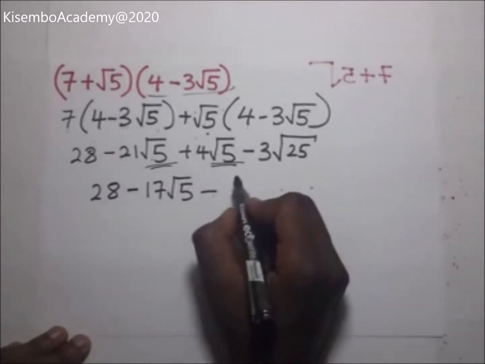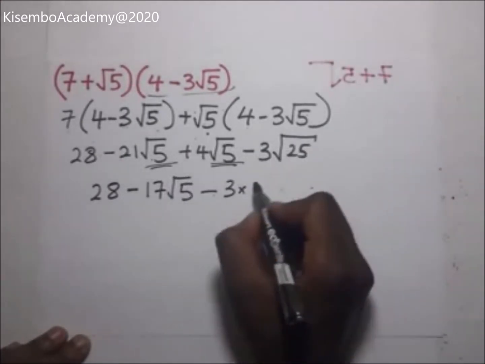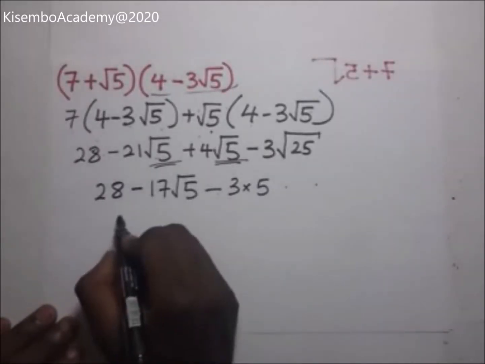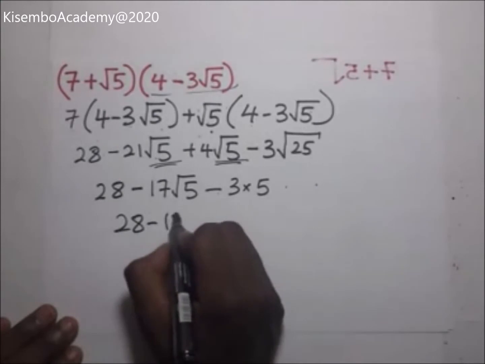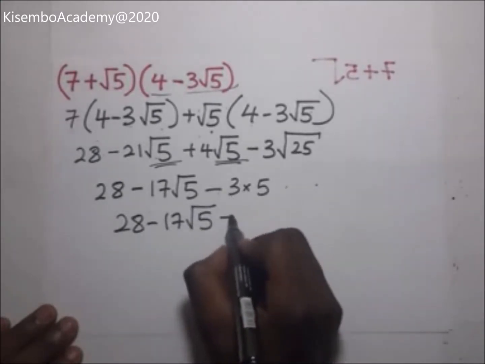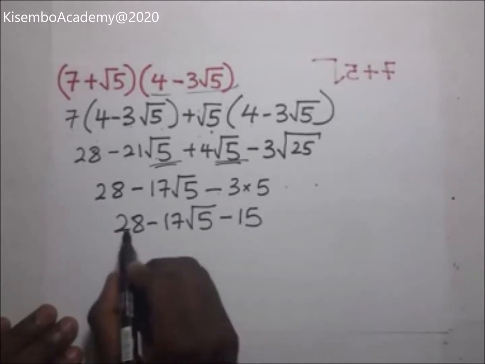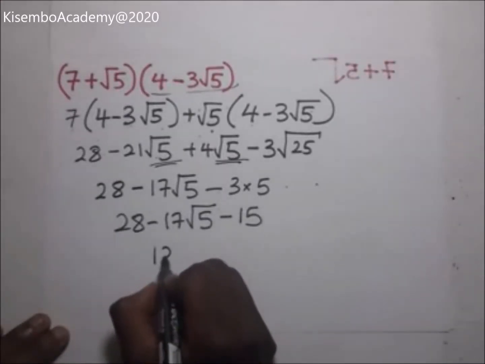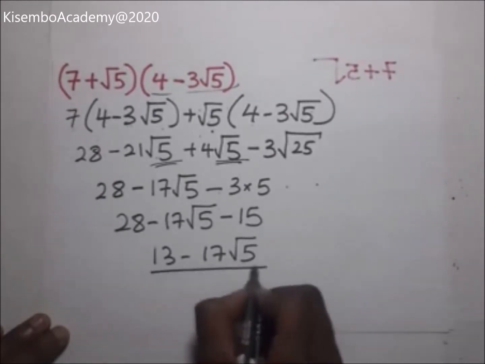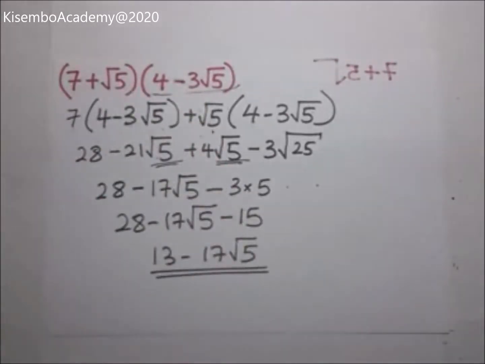Then this is minus 3 times root of 25, which is 5. So this is going to become 28 minus 17 times the square root of 5. This is 3 times 5, which is minus 15. 28 minus 15 gives us 13 minus 17 times the square root of 5. And that is how we simplify that number.